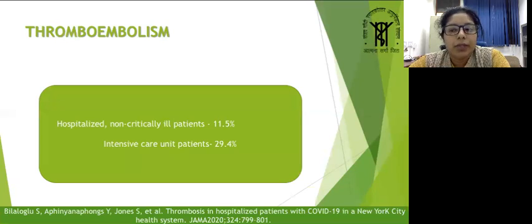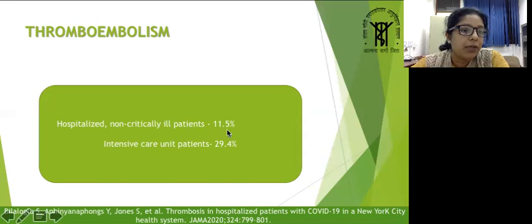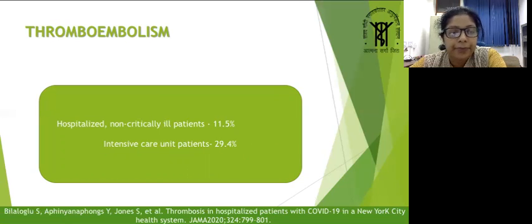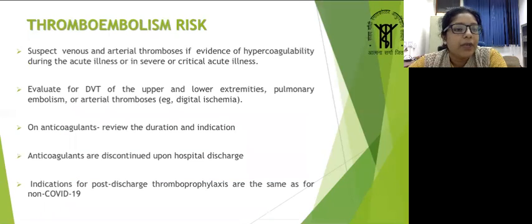Duration of hypercoagulability in COVID 19 is unknown, but there is a high risk of arterial and venous thromboembolism. As we can see here, the hospitalized non critically ill patients have presented with 11.5% incidence of thrombosis, while ICU patients have almost 30% incidence of thrombosis. So suspect venous and arterial thrombosis if there is evidence of hypercoagulability during the acute illness or in severe or critical acute illnesses. Evaluate for DVT of upper and lower extremities, pulmonary embolism, or arterial thrombosis if digital ischemia is present.